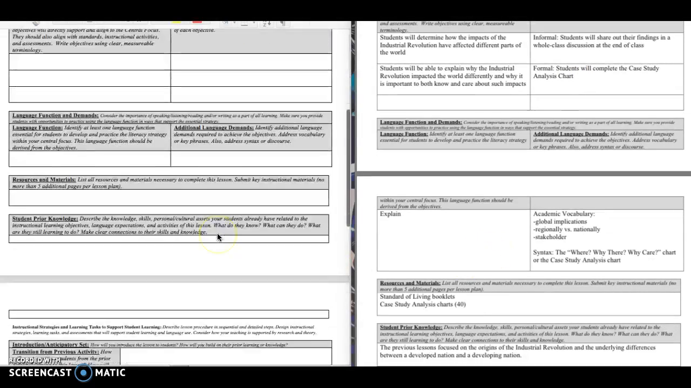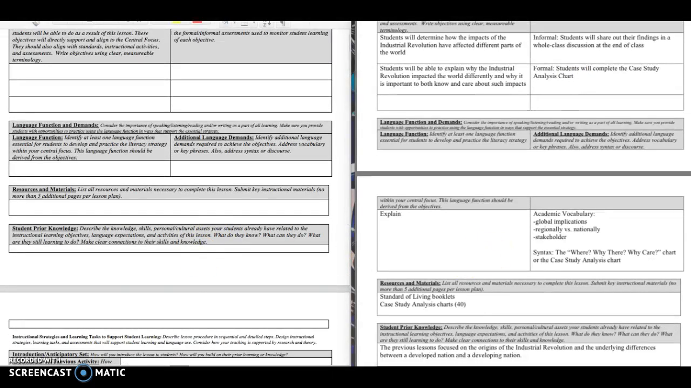And then we have here the language function and demand. So in language functions, it's basically wanting you to list one language function essential for students to develop and practice the literacy strategy within your central focus. So what she did was she only listed one, which was explaining, which is a very key language function. And then the additional language demands, which is like vocabulary, syntax, discourse, all of those. She has academic vocabulary and syntax in hers.